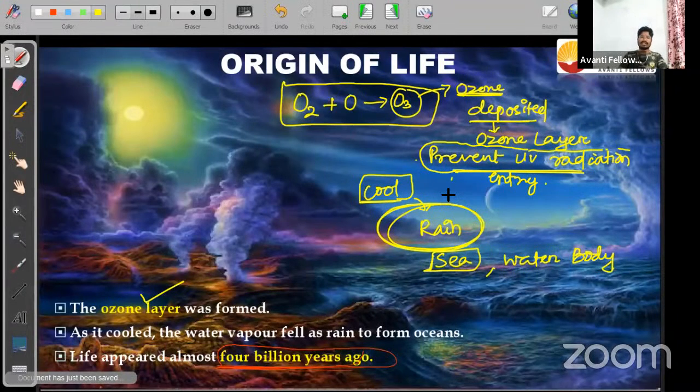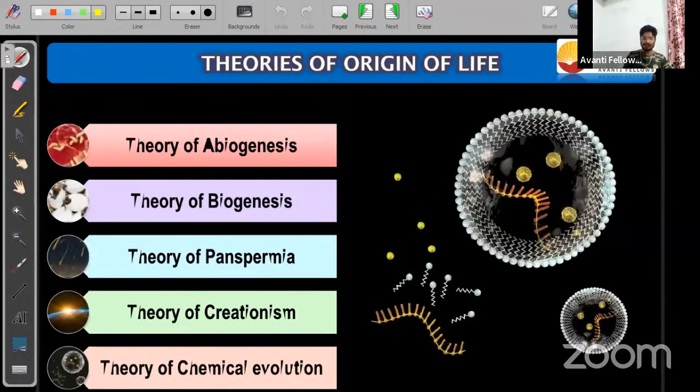Right. So all this happened. Now the theory of origin of life. The environment was created on the earth. Now after creation of a proper environment on the earth surface, how has life originated? To give evidence for the origin of life, certain theories have been given by different scientists.